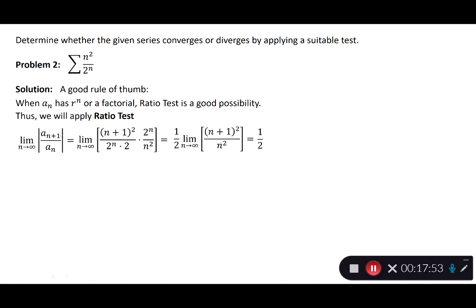Okay, we figured out the limit of the absolute value of this thing, and that turned out to be 1/2. So what does the ratio test itself say? If this limit happens to be less than 1, is that the case? Yep, it is. If it is less than 1, then the series converges, right? So the series converges. Okay, that's how we do this problem. Let's pick another one.